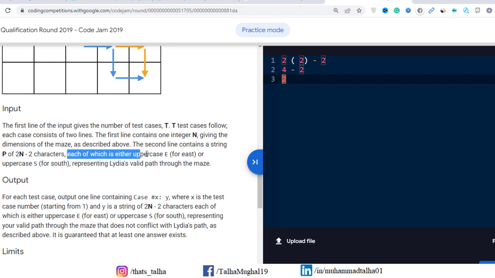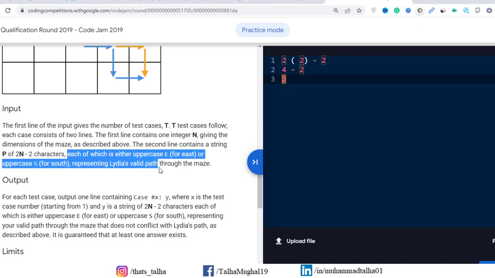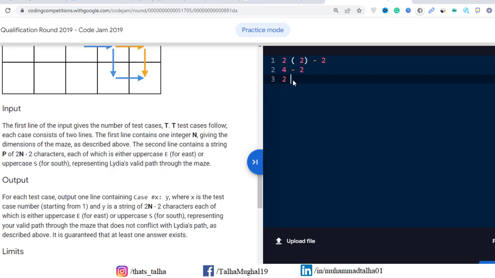Each of which is either uppercase E for east or uppercase S for south, representing Lydia's valid path through the maze. So these characters will be either E or S. E is for east and S is for south, and these are actually the moves that our opponent made. So we have to return a string which will have moves other than these.